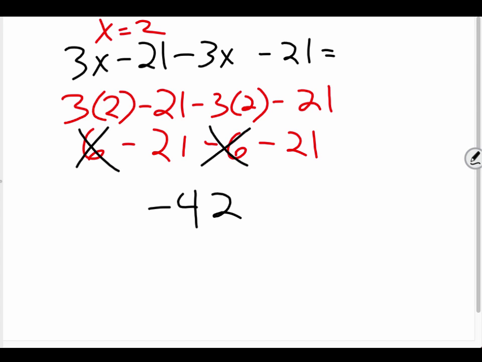So no matter what value I plug in for x, it's always going to equal negative 42, which is a constant. And that's what 35 was asking us to prove or show. Any questions on that? Okay, cool. Let's do problem number 37.